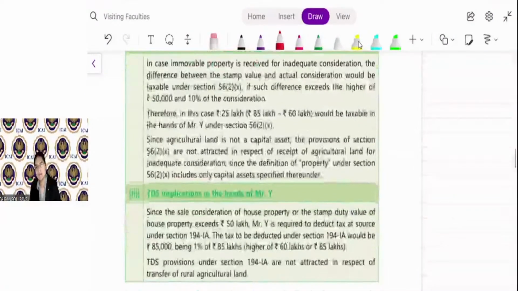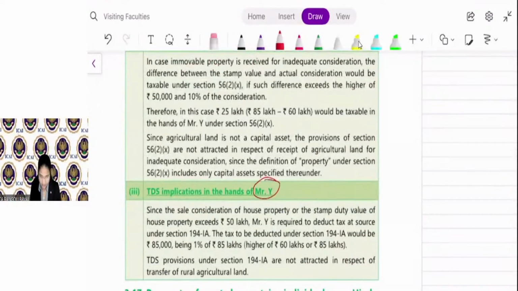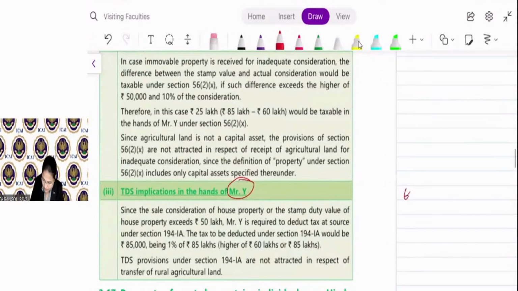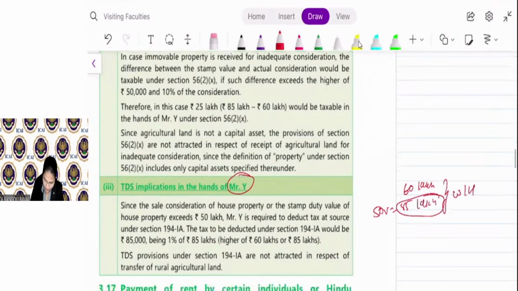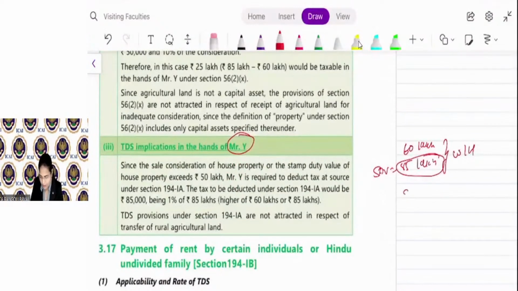Now let us discuss the TDS implication. Now who is the buyer in this case? Mr. Y is buyer. The consideration is 60 lakh. The stamp duty value is 85 lakh. Whichever is higher. So higher is 85 lakh. Right? So Mr. Y is responsible to deduct TDS on 85 lakh rupees at the rate of 1%, which comes to 85,000 under section 194IA.